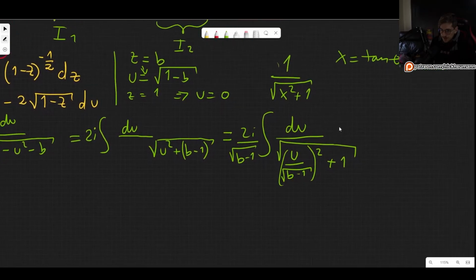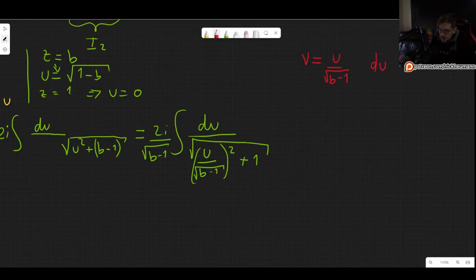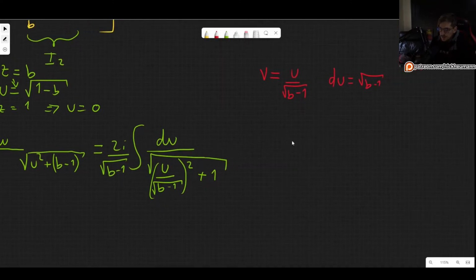Okay, so there we go. And now we actually do the substitution. So I'll get rid of this so it doesn't confuse us. And our new variable will be, let's call it, I don't know, have we used v? I don't think so, right? So let's say v is equal to u over the square root of b minus 1. And thus, the u is going to be the square root of b minus 1 times dv.